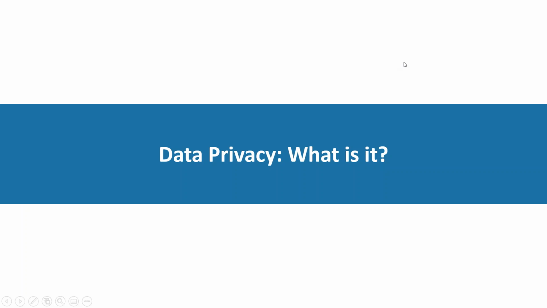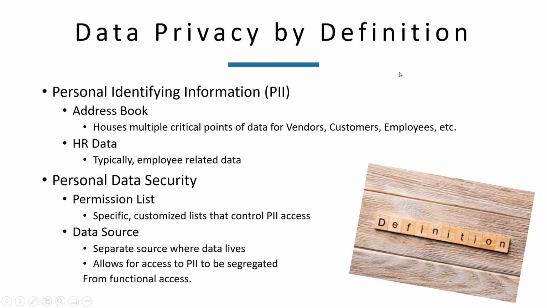All right, data privacy, what is it? By definition, in high-level layman's terms, it's basically just your personal identifying information, or your PII. You'll hear me reference that PII acronym a few times throughout this webinar, so you know what I'm talking about. Again, layman's terms, it is just personal data for your employees, customers, vendors, potentially contractors, if that's something you track via your address book. And then it's also personal or PII data for HR. So it's housed in address book and HR data tables. And just for the HR, it's typically employee related, which we'll get into some specifics of what each of these data points look like.